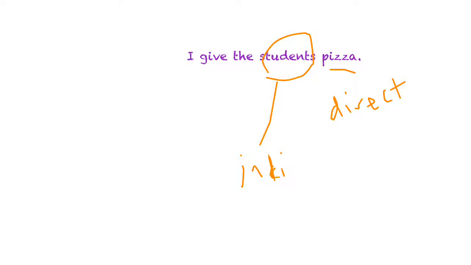For example, in the sentence, I give the students pizza, pizza is the direct object because that's what I'm giving. The subject is giving. But the students are the indirect object because they are receiving that pizza. You can always reword an indirect object as a prepositional phrase with to or for. I could have said, I give pizza to the students. But that wouldn't be an indirect object. That would be a prepositional phrase.